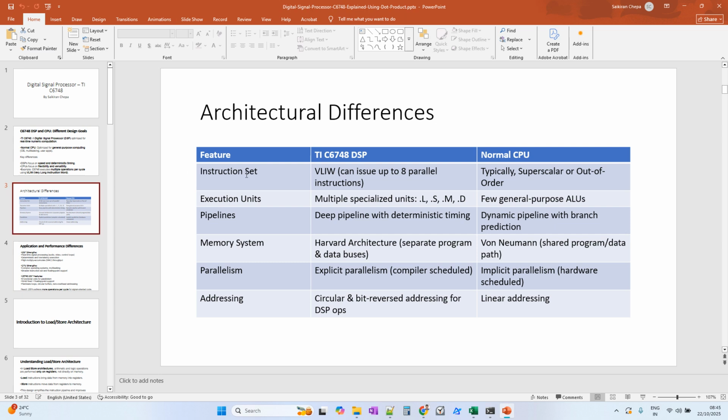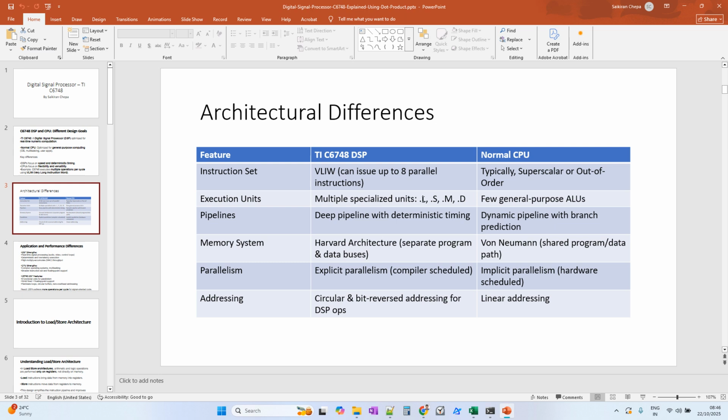These are the main architectural differences. 8 instructions can run in parallel in the case of DSPs, while CPUs are superscalar and out of order. Out of order means that if you are at instruction location 1, and the next 4 instructions need data which is not available, but the fifth instruction's data is available, then the fifth instruction will be executed next instead of the first. That is out-of-order execution. That is possible in the case of CPUs, but not in DSPs.